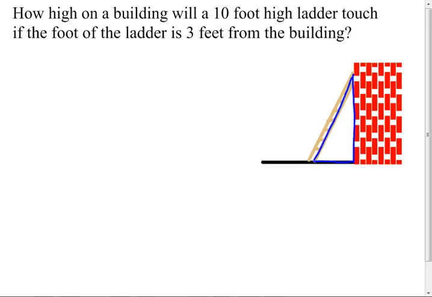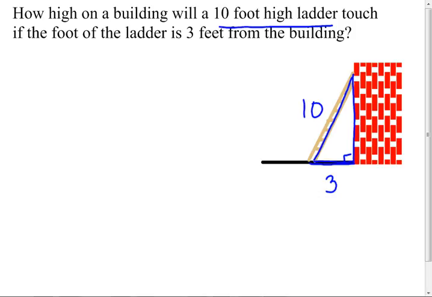It says a 10-foot ladder. This is the 10. Now, it says the foot of the ladder, which is this, is 3 feet from the building. So this is 3. Is that going to be a Pythagorean triple? No. Because I would have to have a hypotenuse of 5. I wish it were. So I can do the work.